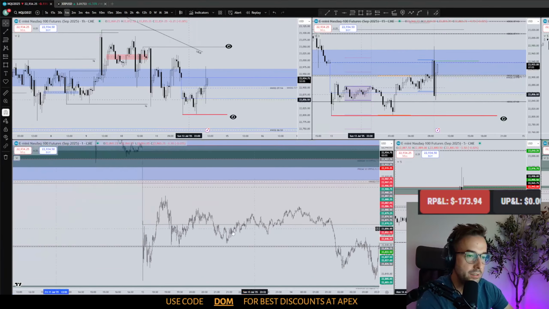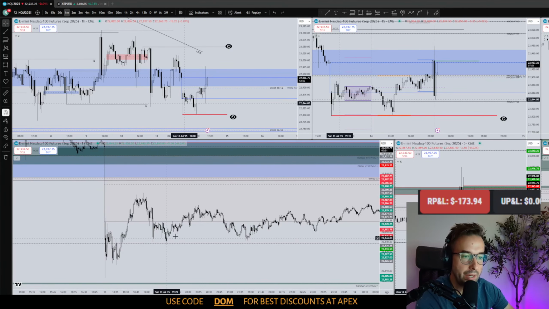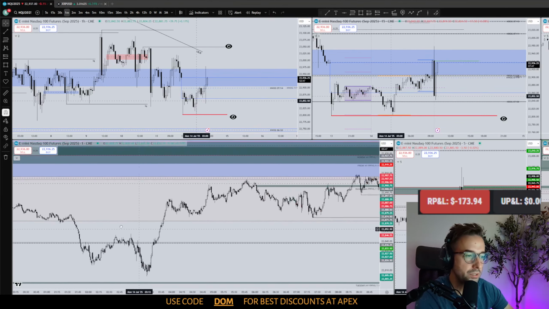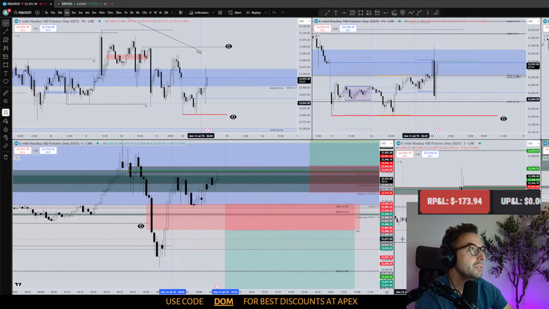Where's Asia's today? Let's see. Oh, it's actually down here somewhere, so not too interested in it. But if you do map it out, the first fair value gap after 7 o'clock, you'll see multiple rejections off of it, right? So that's how you pick the best fair value gaps.